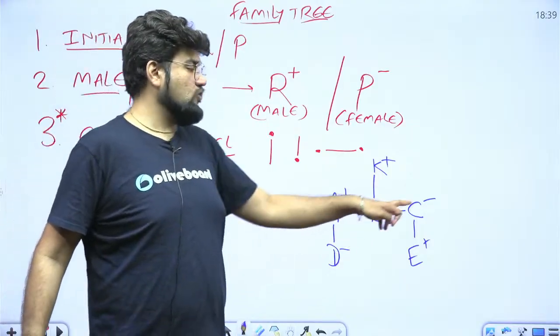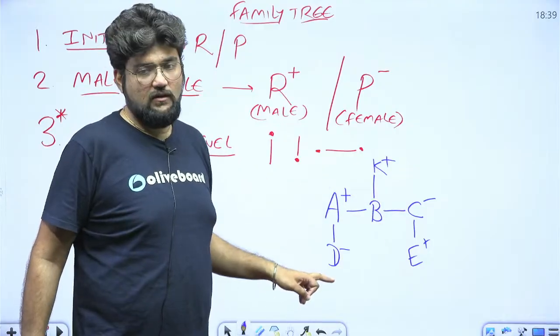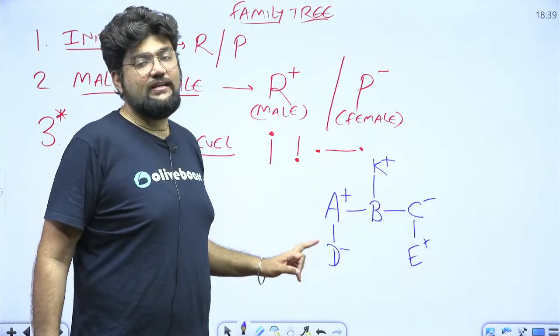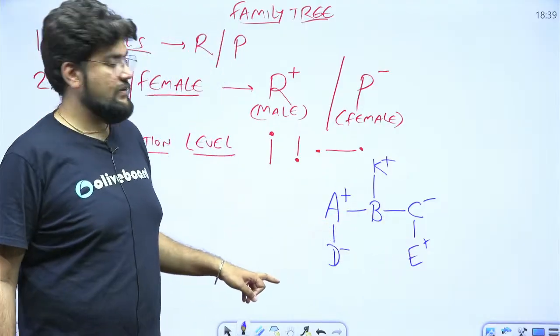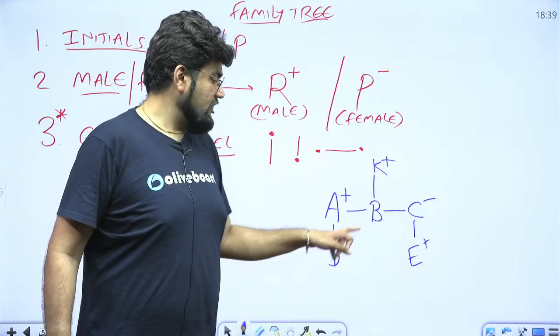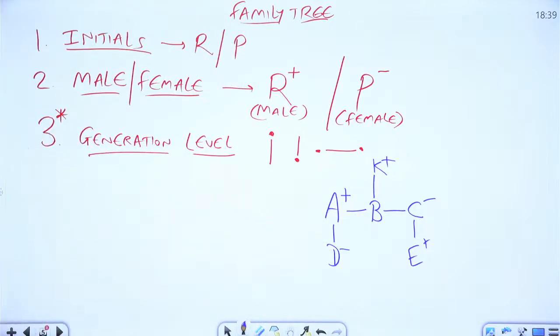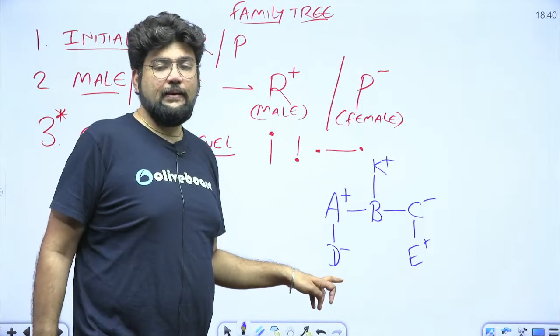How is D related to C? D is the niece of C, C's brother's daughter. How is C related to D? C is the aunt of D, D's father's sister, so paternal aunt of D. C is the paternal aunt of D, A is the maternal uncle of E. Correct? Very good. Absolutely right. Good job.